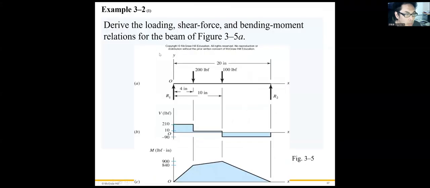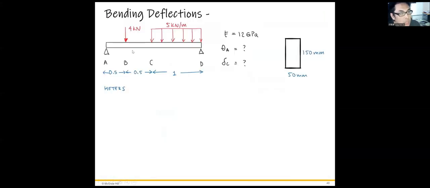Okay, so there's one example, so I just skip this. It's quite easy, so just skip this. I'm going to show you the example for the bending deflection. There's a beam subjected to a point load and a distributed load. Its Young's modulus is 12 GPa, and the cross section is 150 millimeter by 50 millimeter. What's the slope at point A? And what's the deflection at point C? Point C is right here, point A is right here.